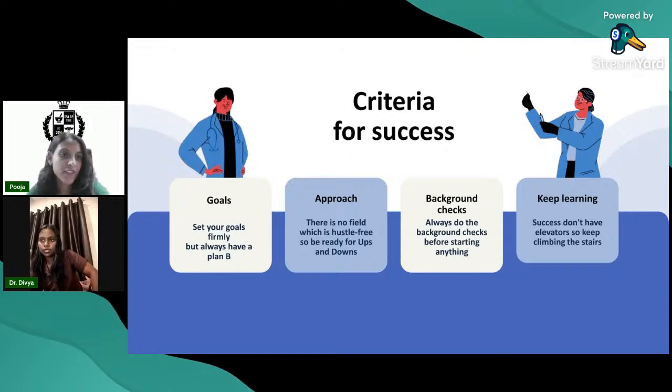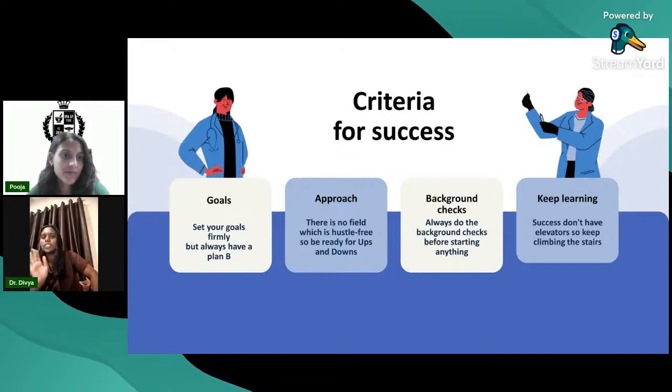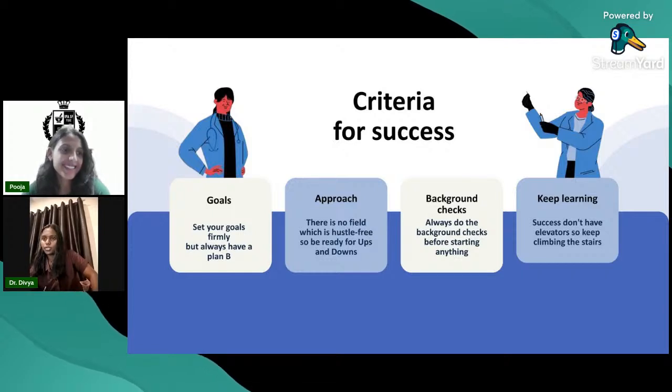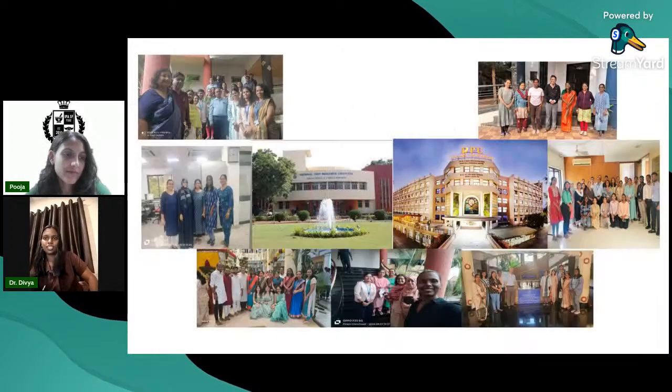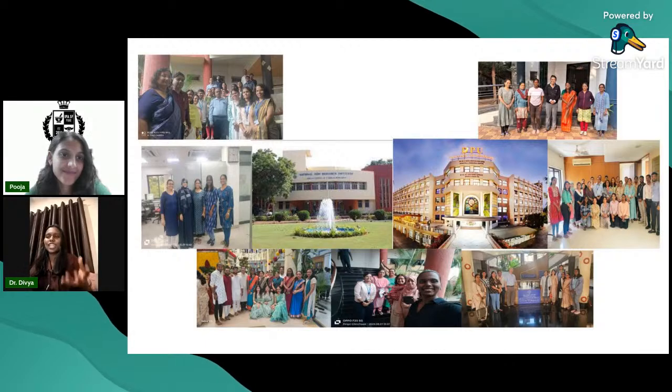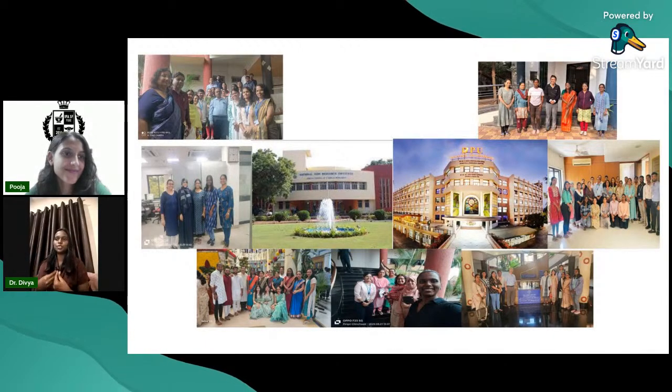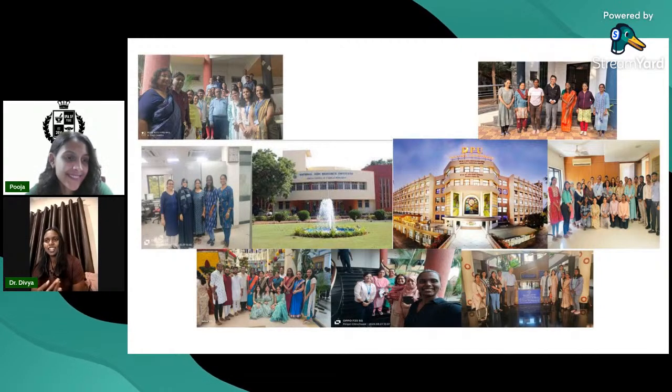So the last: keep learning is the key to success. There are no elevators; you have to climb the stairs, and those stairs are learning stairs. Next slide please. So these are the four mantras, or advice, or key points from my side to you. And these are good memories of my clinical research journey until now at ICMR and DY Patil.